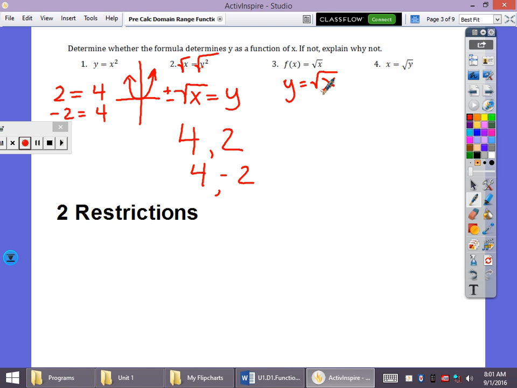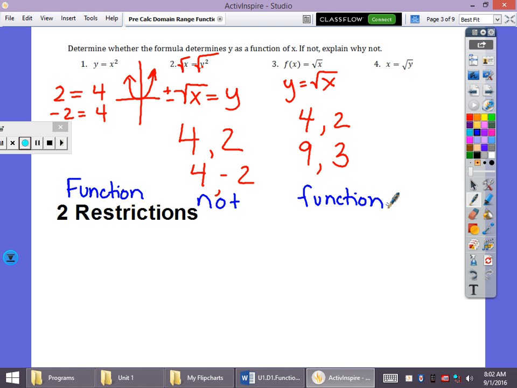Okay? So if I plug in 4, the square root of 4 is 2. If I plug in 9, I get 3. Is there any way to get a repeat? No, there's no way for my x to repeat, okay? My x is only going to give me one output. So this one, and I wasn't keeping track, let's go back. This was a function. This is not. This is.